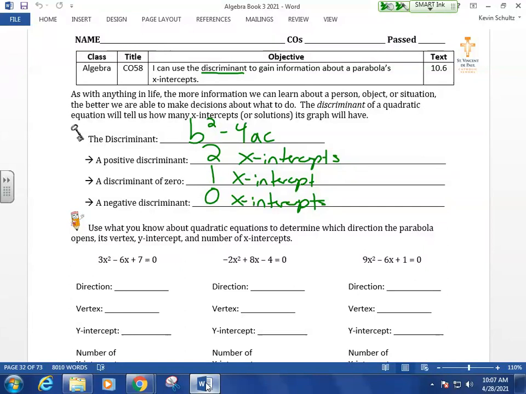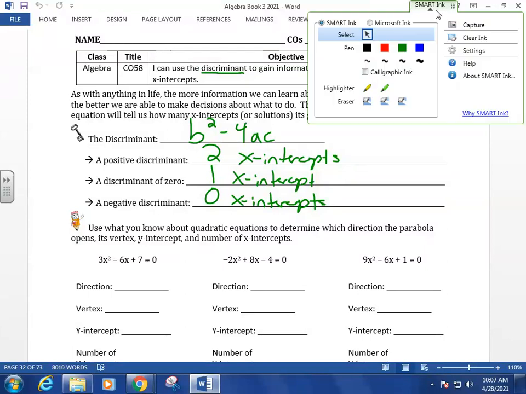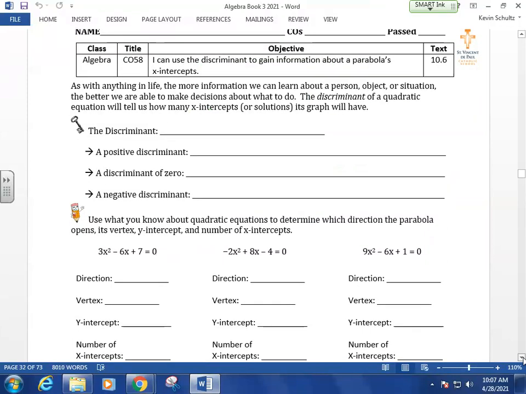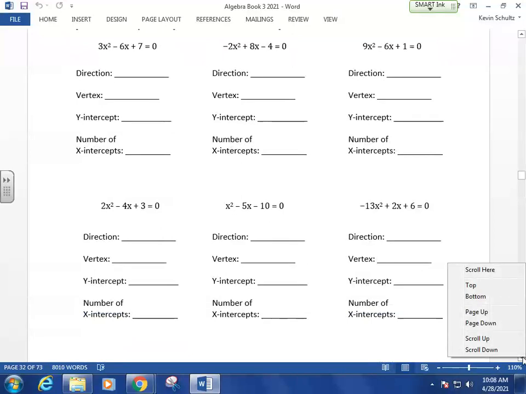So what we're basically going to talk about today is, given an equation, without graphing it, we're going to determine which direction it opens, what the vertex is, the y-intercept, and how many x-intercepts it has. Isn't that fantastic? It's like the Fantastic Four things that we can figure out. We have the Magnificent Seven in our math packets and the Fantastic Four things here.